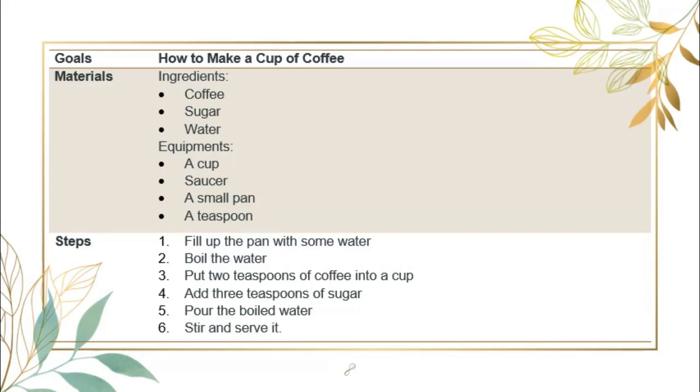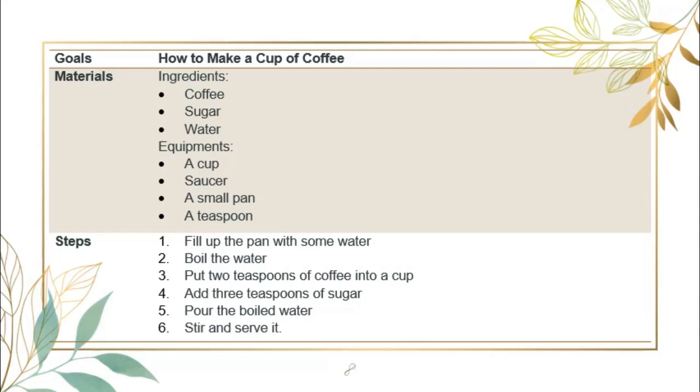So the ingredients is coffee, sugar, and water. Bahan yang diperlukan adalah kopi, gula, dan air. And the equipments are a cup, saucer, a small pan, and a teaspoon. Cangkir, setelah itu saucer, what is saucer? Cawan. A small pan, panci kecil, dan juga sendok teh. And the steps, terakhir langkahnya.